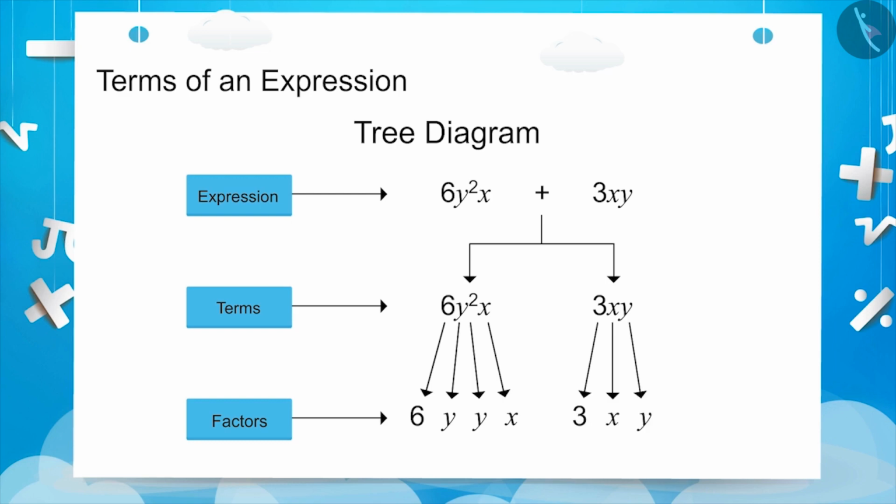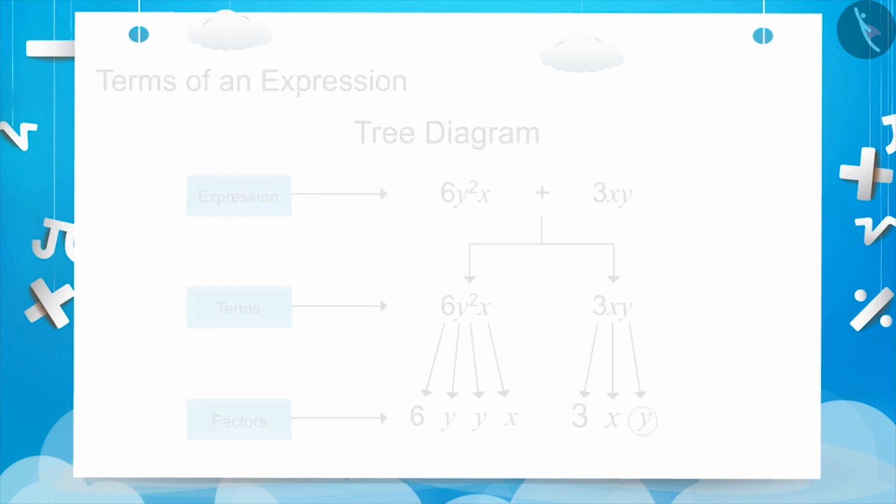3, x, y. Here, the coefficient of x in the first term is 6y square and the coefficient of y is 6xy. In the second term, the coefficient of x is 3y and the coefficient of y is 3x. Let us now understand about like and unlike terms.